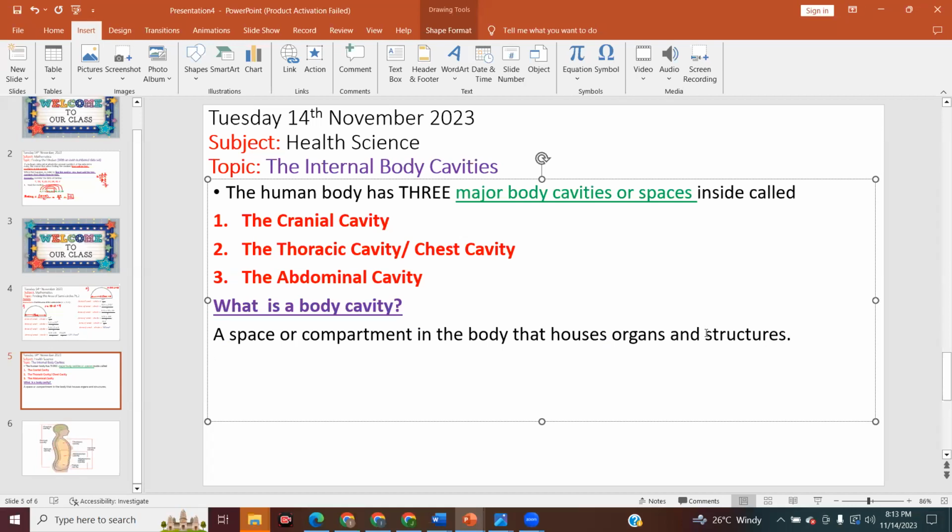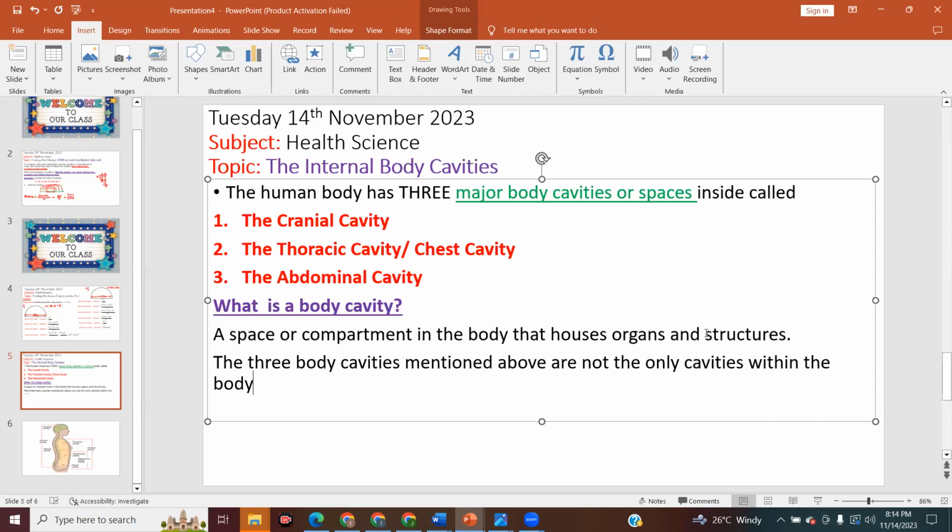All right. Now, the 3 body cavities mentioned above are not the only cavities within the body. There are others.